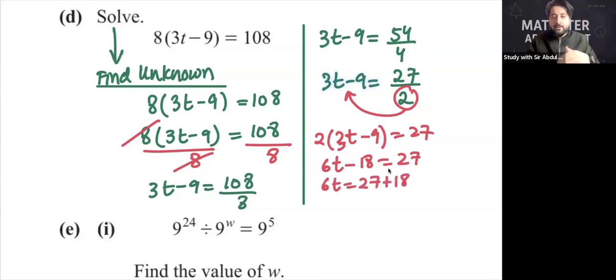Okay, 27 plus 18. Let's do mental maths. Let's add 20 and 10. 20 plus 10 is 30. Keep that in your brain. 7 plus 8 is 15. So 30 plus 15 is 45. So 6t is equal to 45.